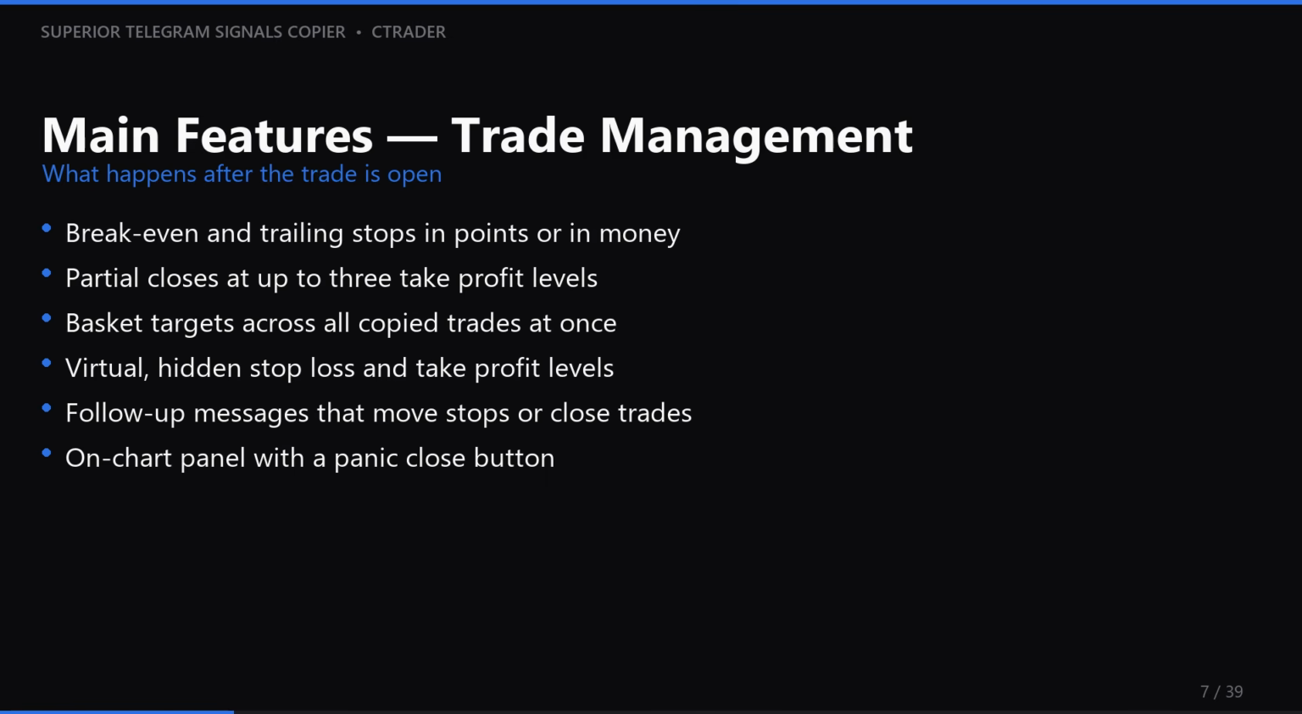The fourth group is trade management, which is everything that happens after a trade is open. You can move to break even automatically, and trail the stop in points or in money terms. You can take partial profits at up to 3 separate levels. Basket rules work across every copied trade at once, closing them together at a chosen profit or loss. Stop and target levels can be kept hidden from the broker and managed by the robot instead. Follow-up messages from your provider, such as move to break even, or close half, are also understood and applied.